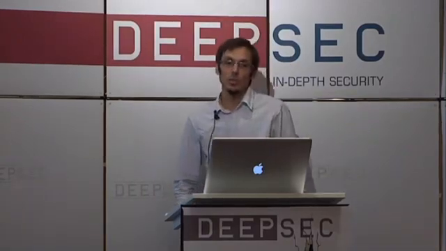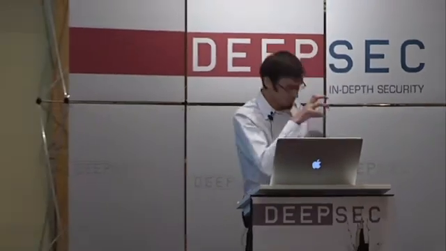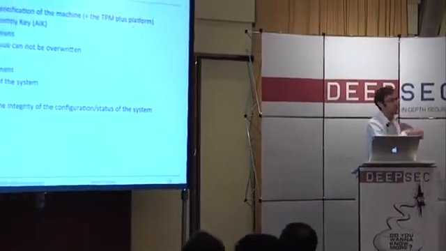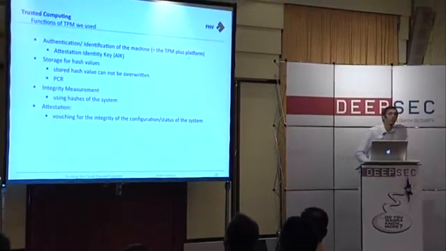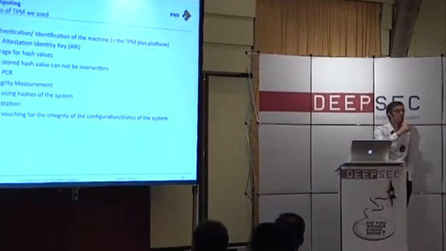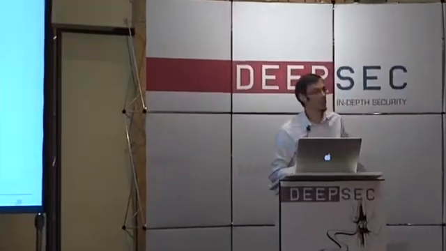The functions of the TPM we used in our work is the identification of the platform itself. There is a so-called endorsement key, which is embedded in the TPM. And for privacy purposes, there is a derived key from the endorsement key, which is this attestation identity key, AIK. And with this key, a remote entity can get information about the identity of a platform. As I said already, very important for our work is the storage for the hash values, these PCR values, and then the integrity measurement, which measures the system. Next slide will explain this in detail, and the attestation.